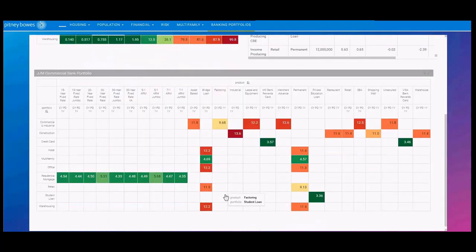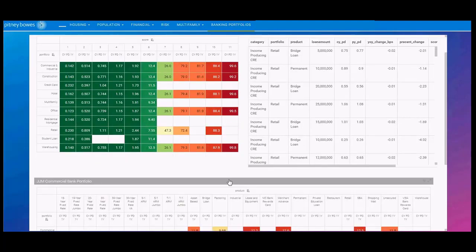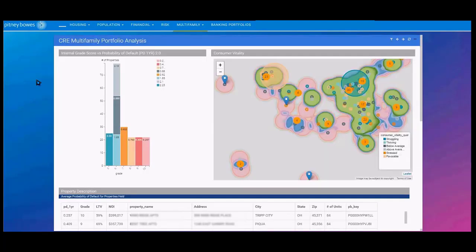And then down at the bottom, it's a different heat map where we're looking at which are my riskiest products from an aggregate level. The more that the bank can refresh this data, the quicker they can react to market uncertainty and market changes. What a portfolio manager would do then is click on the multifamily portfolio, for example, and then that would take us to a more in-depth view.